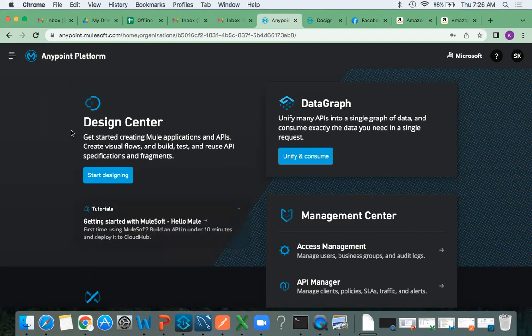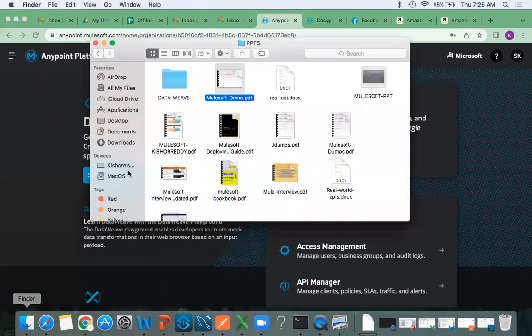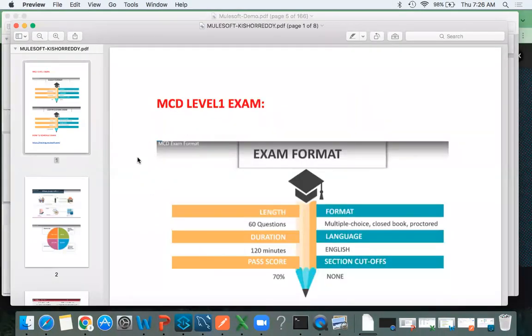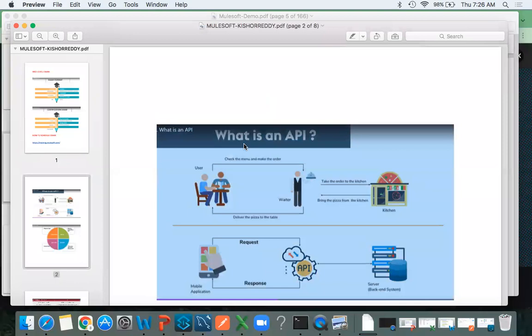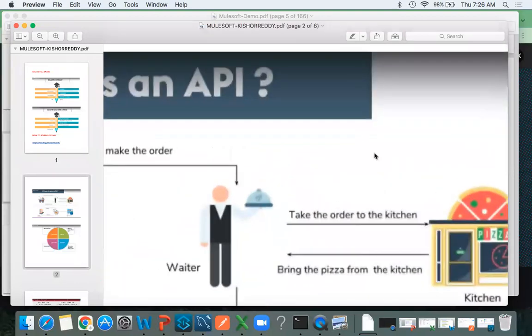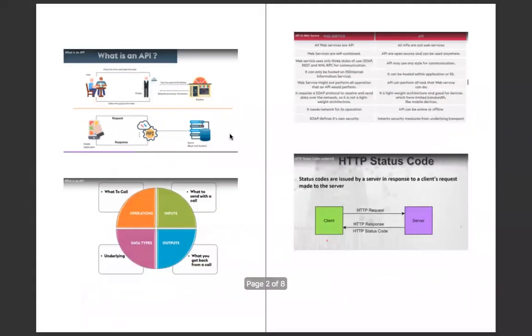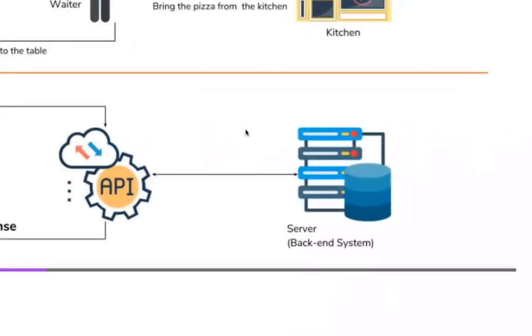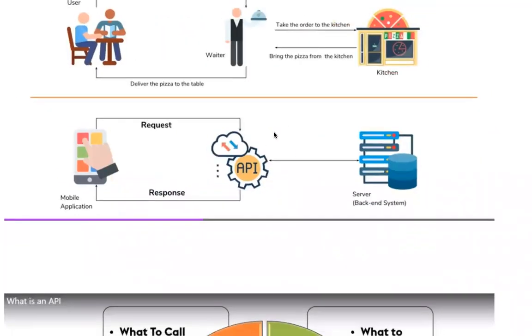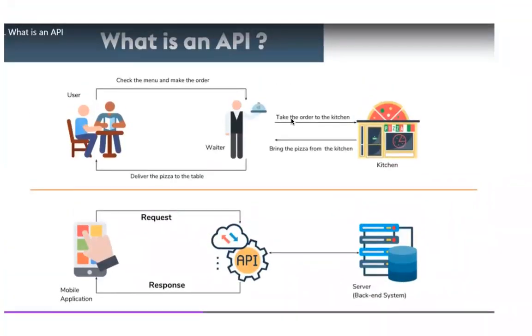So what do you mean by API here? Anyone having any idea? Application program interface. Very good. API is nothing but application programming interface. So without knowing this API, you have used it in so many places. Are you able to see my screen properly? Okay, so let me maximize it. As you said, API is nothing but application programming interface.